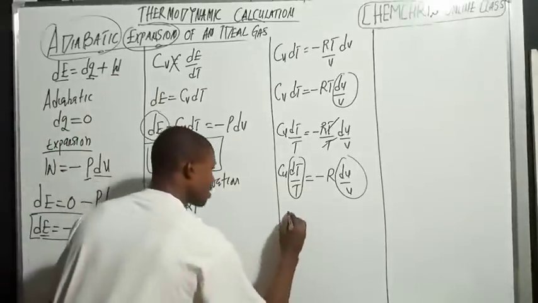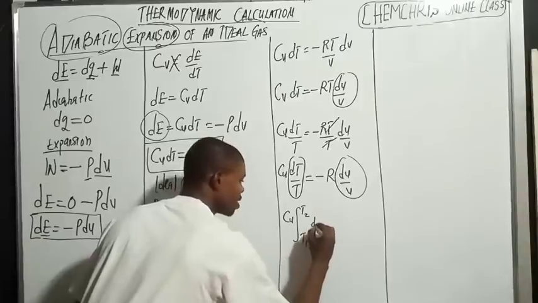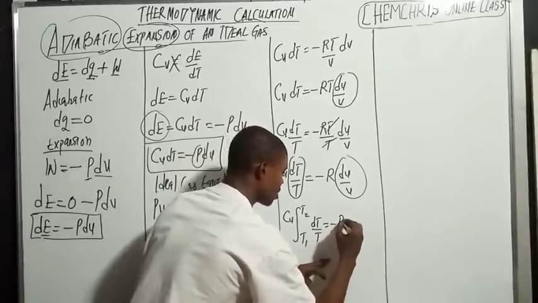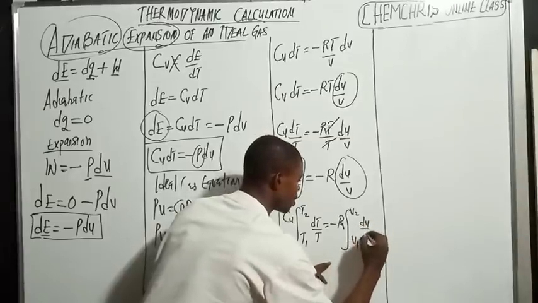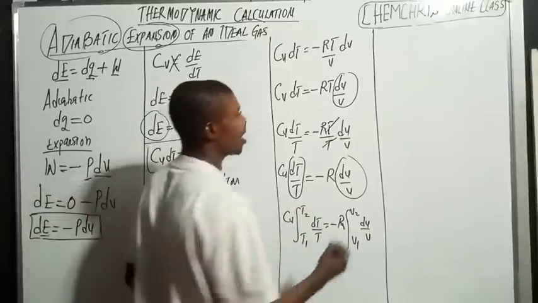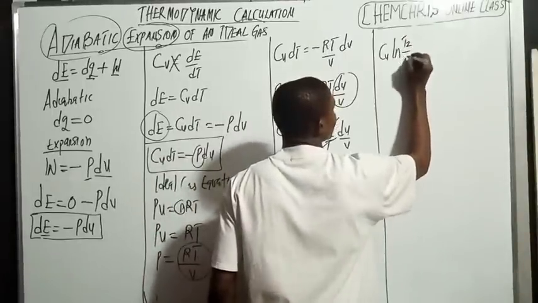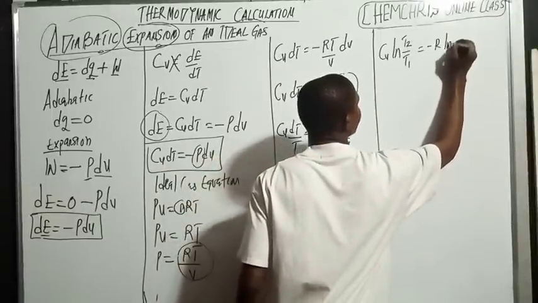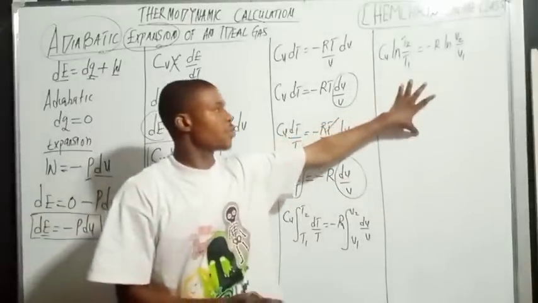So I'm going to have the integral of CV dT over T, from T1 to T2, equals minus R times the integral of dV over V, from V1 to V2. Can you see that? So what I want to do here is integrate it. So here I have CV ln T2 over T1 equals minus R ln V2 over V1. Can you see that? But this is not where I'm going to stop.